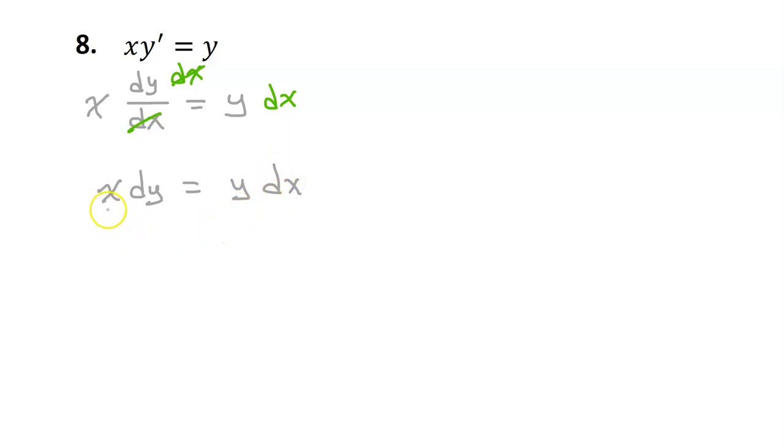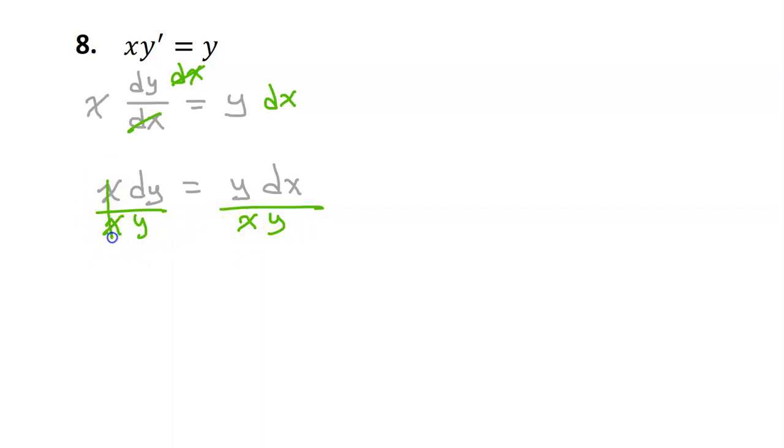Somehow I need to get the y over on the left and the x over on the right. So I can do that by dividing both sides by each factor. If I divide both sides by y, that's going to cancel these out, and I'm going to end up with a y over here on the left. But I can simultaneously divide both sides by x. That'll cancel these out and leave an x over on the right.